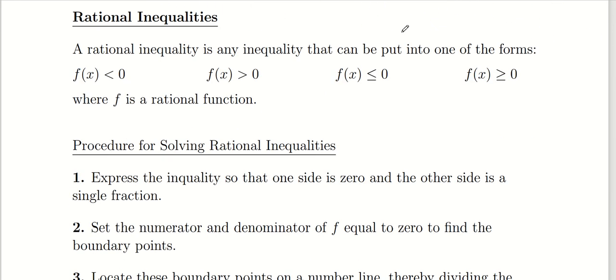The last type of inequality we're going to look at in this section is what's called a rational inequality. A rational inequality is any inequality that can be put into one of the following forms: f of x less than 0, f of x greater than 0, f of x less than or equal to 0, or f of x greater than or equal to 0, where the f of x function is a rational function.